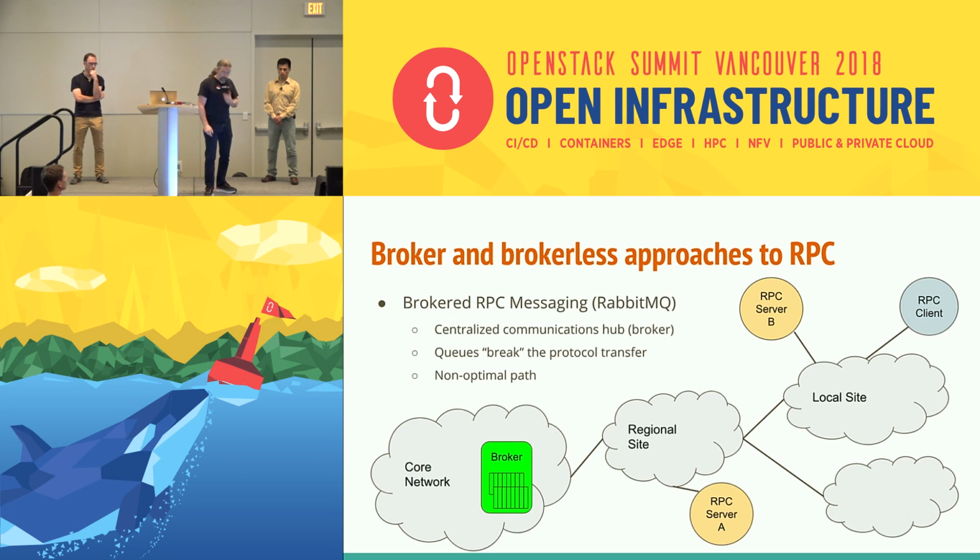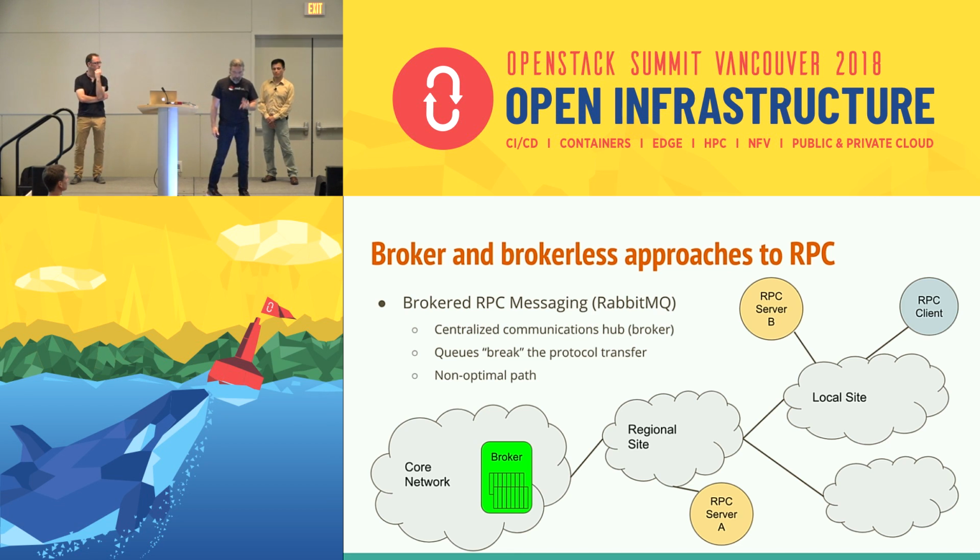So here's my crude attempt to draw a Fog Edge, right? Let's look at the differences in the architecture of these message buses. So we have a core network, we have a regional site, we have a local site. We might have some regional services deployed at the regional site and services deployed at the local site, right? And RPC clients that need these services.